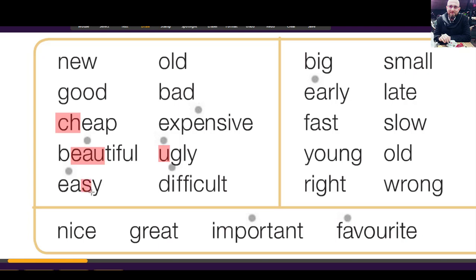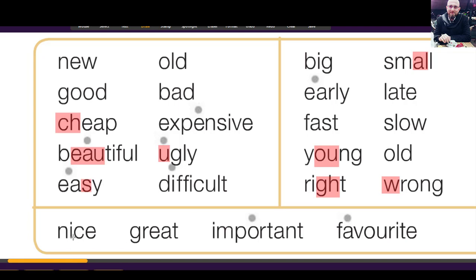Easy, we don't say is, easy, difficult, big, small. And we always have al together. We say oh, small, early, late, fast, slow, young. And here we have ou again. We don't say young. And old, right, gh. Usually we don't pronounce it, we say right, wrong. And w, we don't say it, we say wrong.